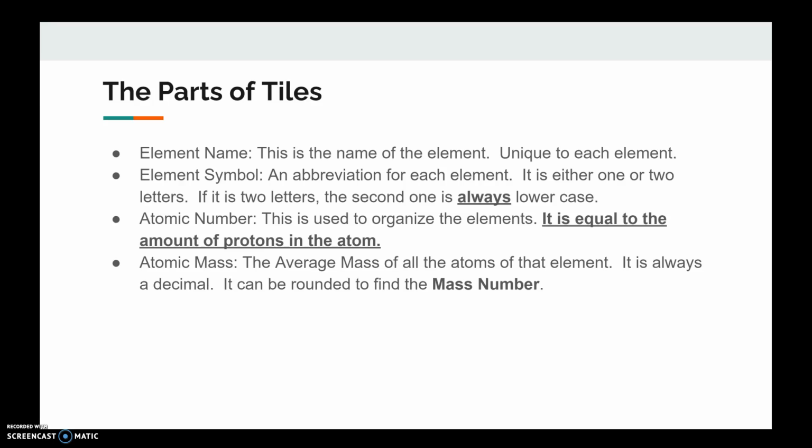The atomic number. This is used to organize the elements. The atomic number is equal to the amount of protons in the atom. Atomic mass. This is the average mass of all the atoms of that element. It is always a decimal, but it can be rounded to find the mass number.